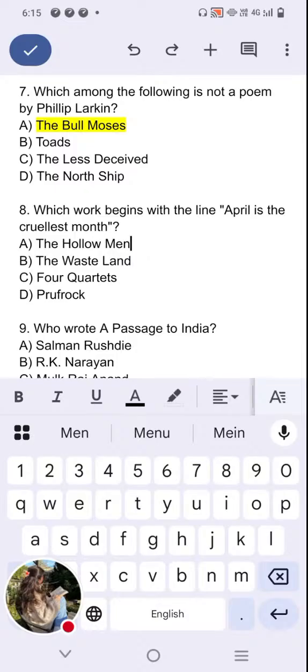So do you know who wrote The Bull Moses? He is known as the animal poet. It's Ted Hughes. Bull Moses is written by Ted Hughes. Okay, the rest are written by Philip Larkin. And the first poetry collection of Larkin is The North Ship.